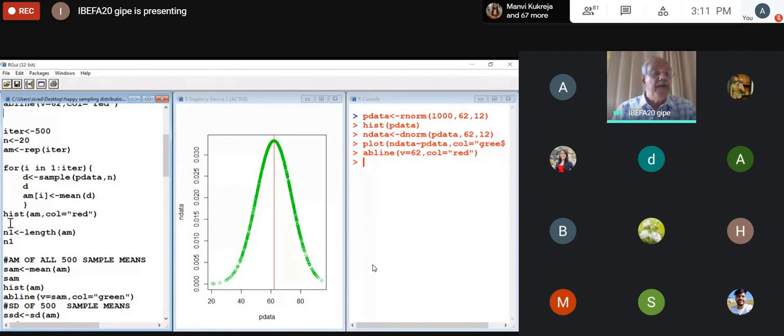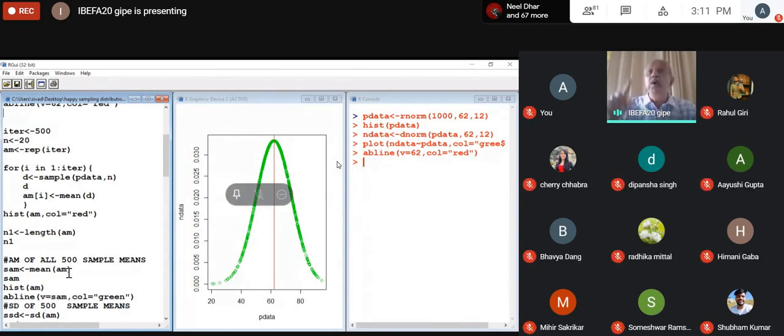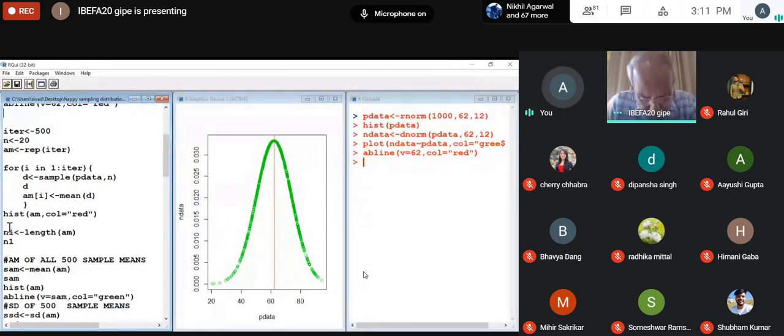Loop. For I from 1 to ITER, the minimum value of I will be 1 and the maximum value will be 500. For what? Curly bracket, select 20 students, compute the arithmetic mean, and the loop will go on computing 500 times and plotting a histogram. Is the loop clear now?